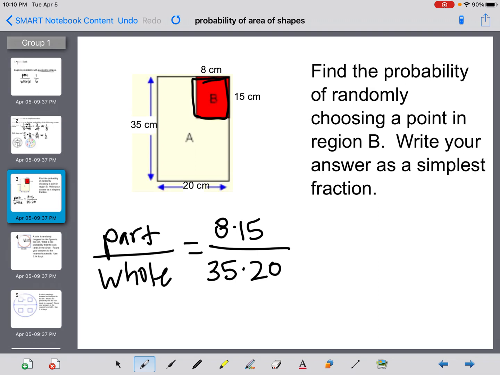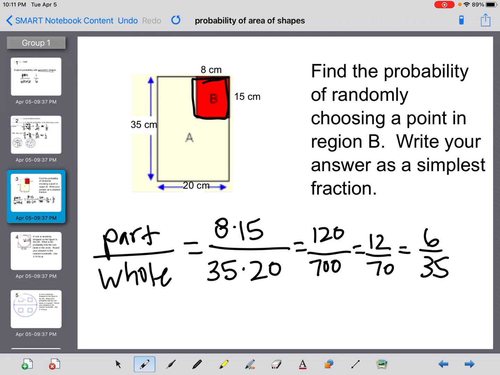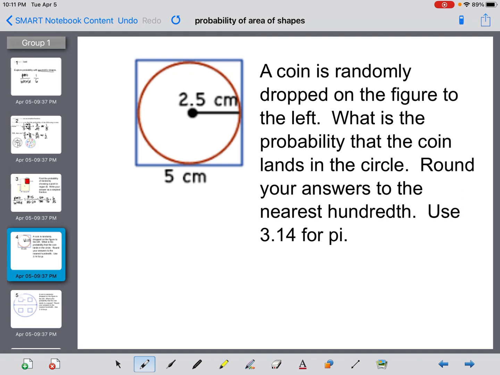Go ahead and pause and simplify for a second. I got 120 over 700. Divide by 10, 12 over 70. Divide by 2, 6/35. So basically we're combining our probability and the area of shapes together.